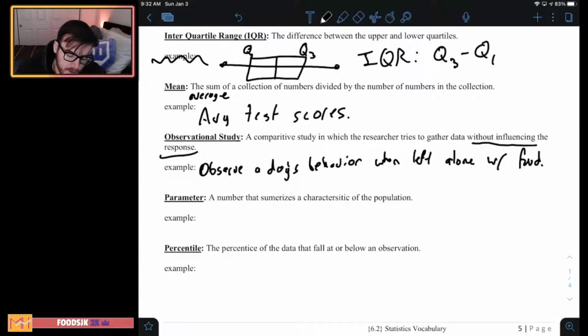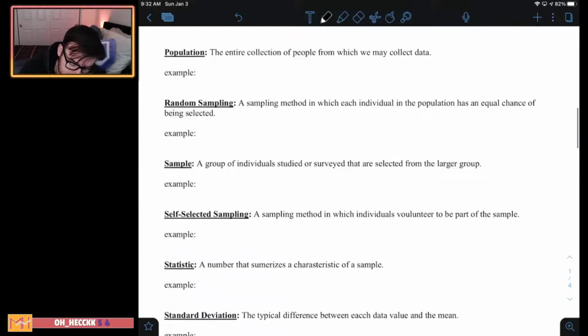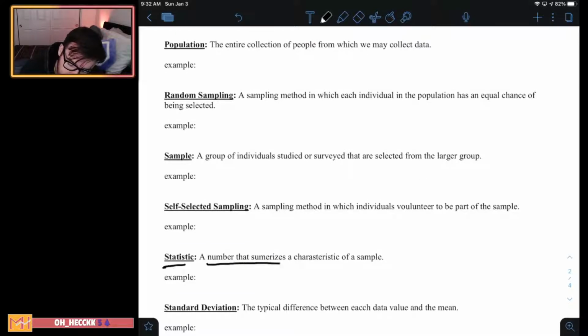Parameter: a number that summarizes a characteristic of the population. I want you to compare this with a statistic. You've probably heard, "the statistics show." Well, let's jump down to statistics. A parameter is a number that summarizes a characteristic of the population, whereas a statistic is a number that summarizes a characteristic of a sample.